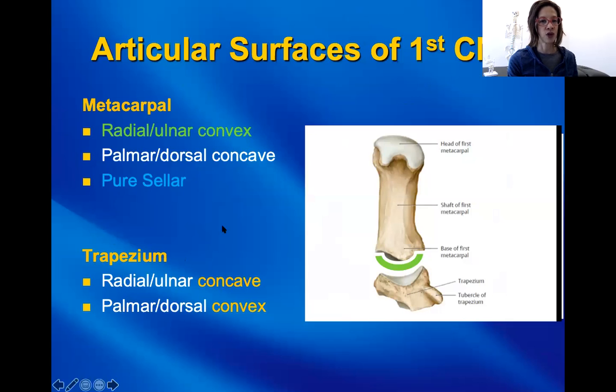And here's another point of view. You will see that I do repeat myself in this because not everyone gets it in the same way, and I want to make sure the most people understand as possible. So as we said, this is the radial side or the lateral side of the first metacarpal of the thumb, and this would be the ulnar side. And you can see that the proximal surface is convex. So in the radial ulnar direction, it's convex on concave. Because it's a pure sellar joint, the articular surfaces are perpendicular to one another, so palmar and dorsal will be concave, and the trapezium will be the opposite.